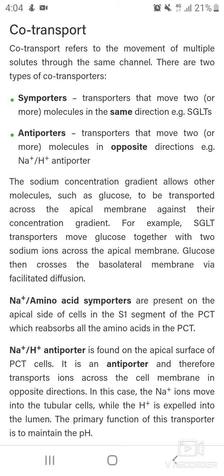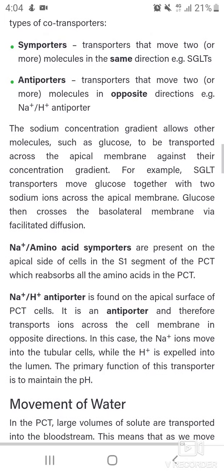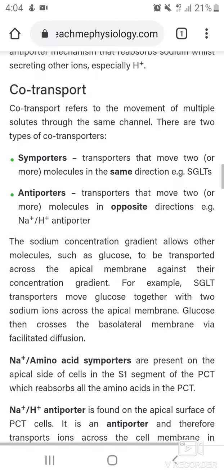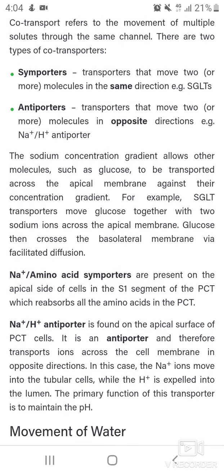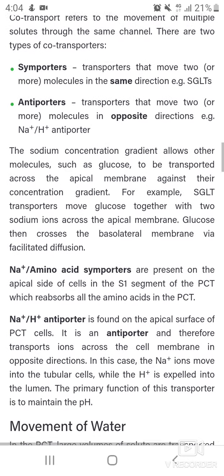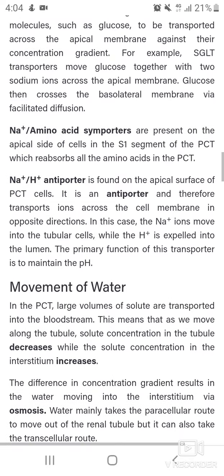The sodium and hydrogen antiporter is found on the apical surface of the PCT cell. It is an antiporter and therefore transports ions across the cell membrane in the opposite direction. In this case, the Na+ ions move into the tubular cells while the H+ is expelled into the lumen. The primary function of this transporter is to maintain the pH. This is the co-transporter function of the proximal convoluted tubule, and the next function is the movement of water.